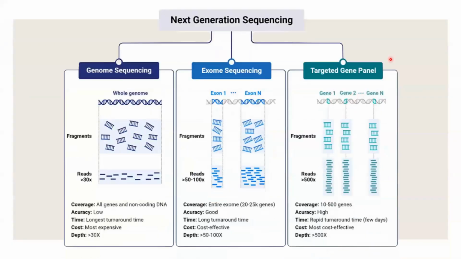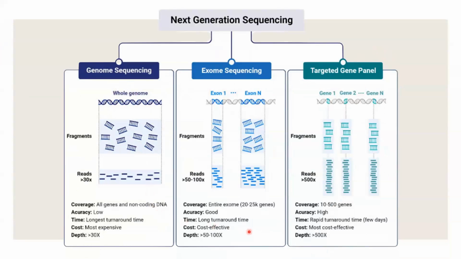Okay, what are the uses of next generation sequencing? It depends on the platform, but almost all platforms can do genome sequencing, exome sequencing, and targeted panel sequencing. Genome sequencing, as you all know, targets all genes, coding and non-coding, so exons and introns of the gene. However, the depth is lower since it covers a large area. It has a very long turnaround time, and the accuracy is a bit low.